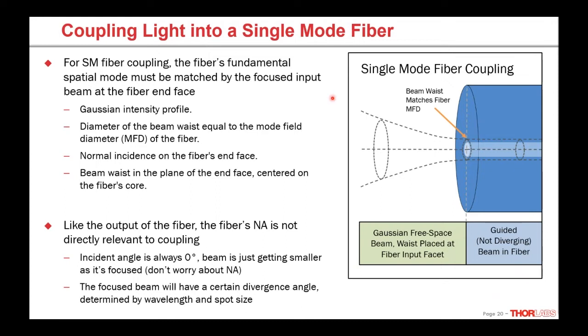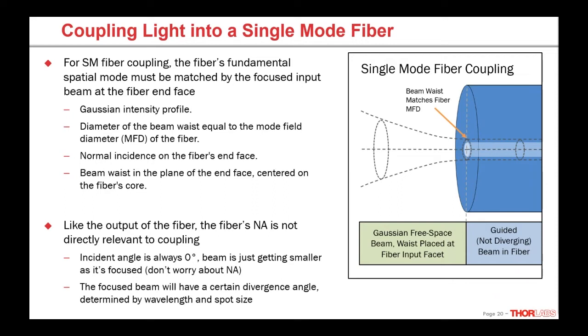So putting that into some more formal terms, we need a Gaussian intensity profile at that end face. The diameter of that spot must equal the mode fill diameter. We need normal incidence on that fiber's end face, and the beam waist needs to be in plane and centered on the fiber core, no offsets.